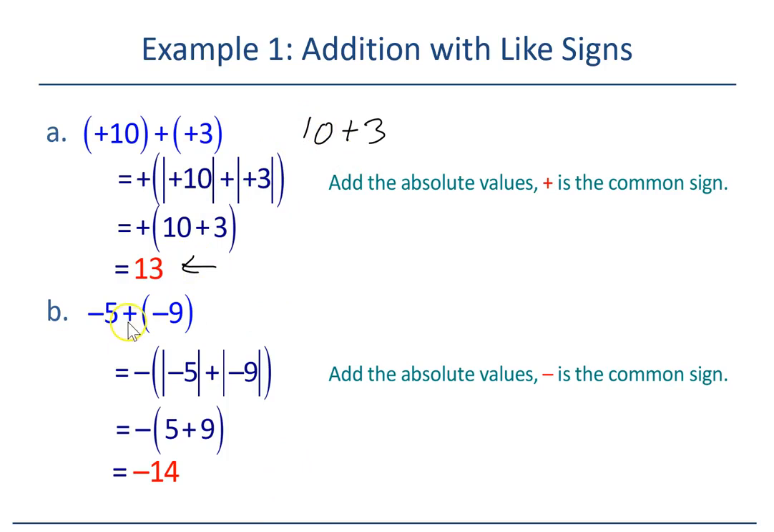Here, negative 5 plus negative 9. Okay, what they're saying here, when they're saying add the absolute values, negative is the common sign. Notice we have a negative here. Notice they have a negative here. What they're doing is they're saying, okay, I'm going to pull this negative out right here, and then just keep adding these together. Well, remember, the absolute value of negative 5 is always 5. Negative 9 is 9. So 5 plus 9 is 14.